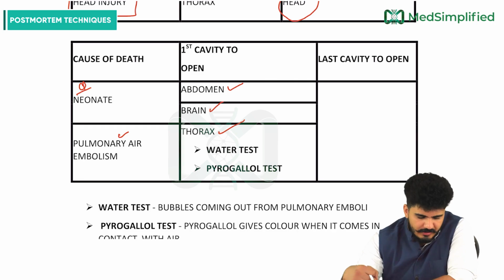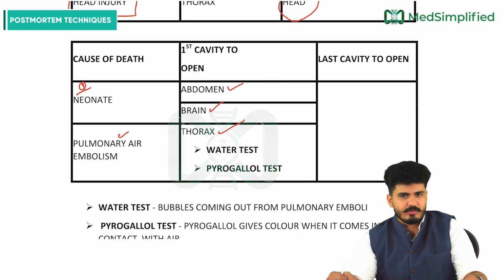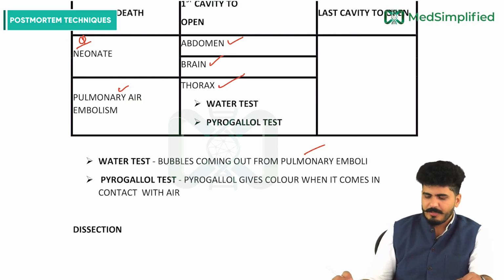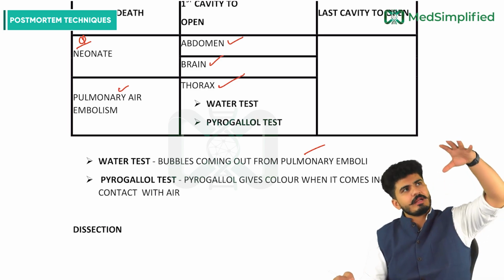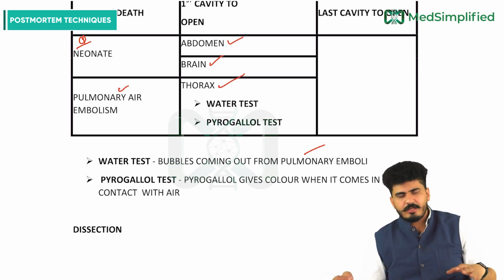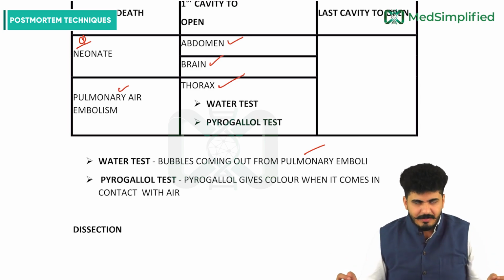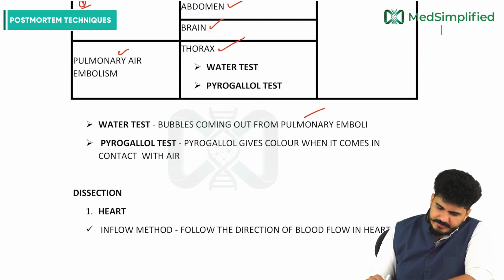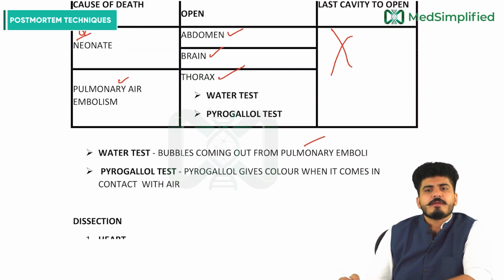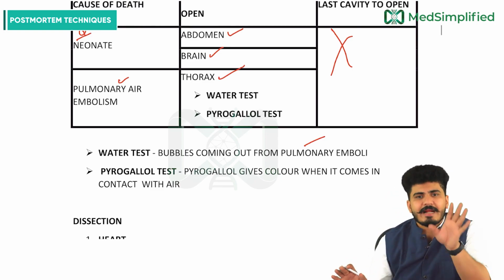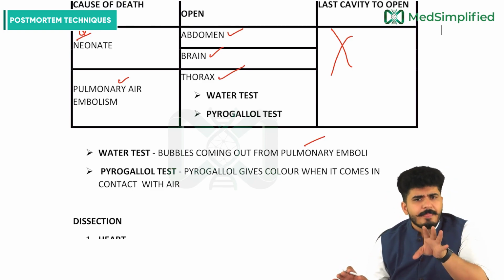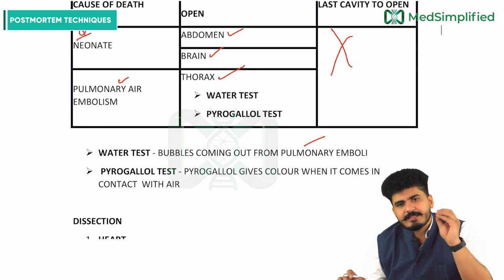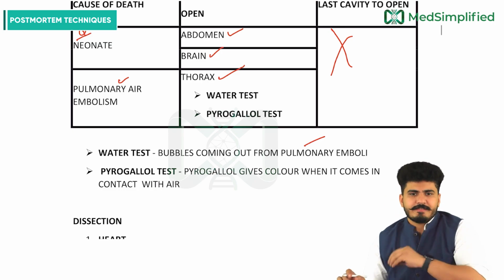The two tests we perform in the thorax: one is the water test. Bubbles coming out from the lungs will tell you about the pulmonary embolism. The moment you make the lungs sink in the water, you will see bubbles coming out. If bubbles are coming out, that means there was a pulmonary air embolism. The last cavity to open is not mandatory to know. That doesn't matter; the first matters. Neonate: abdomen first, then brain. Pulmonary air embolism: thorax. Water test is there. Now, the pyrogallol test.